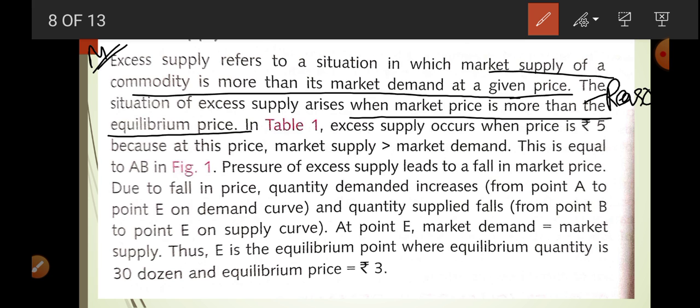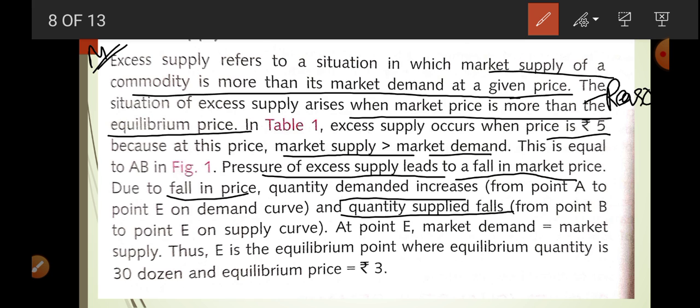Okay, now in the table we can see that when price is 5, there is the condition of market supply more than market demand. Pressure of excess supply leads to fall in the price. Why? Because whenever there is excess supply, there will be competition among the sellers. Due to the fall in the price, quantity demanded increases and quantity supplied falls, and this process will continue till again the price becomes 3 rupees, where demand is equal to supply.